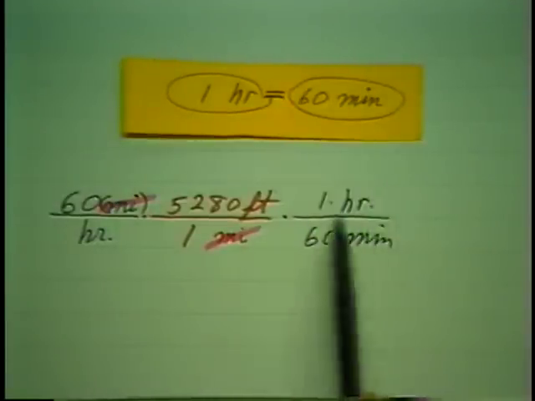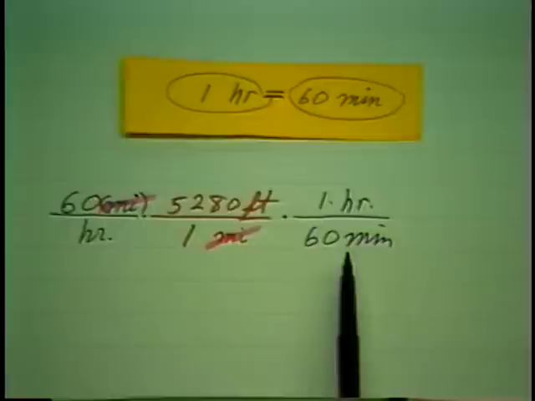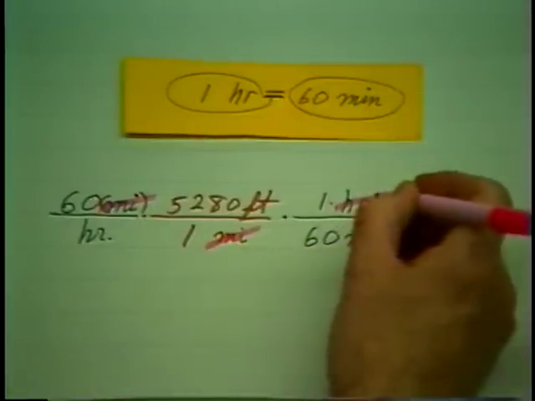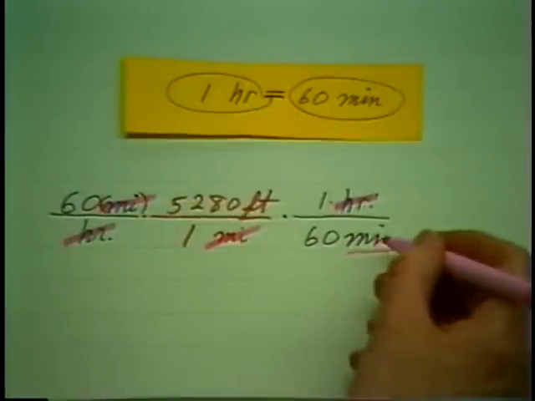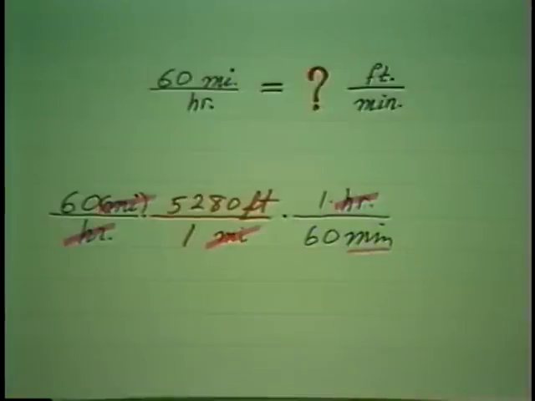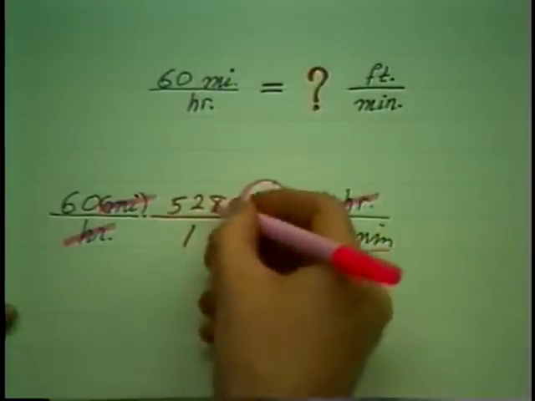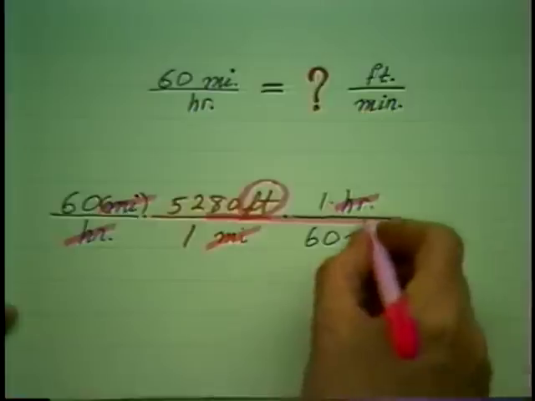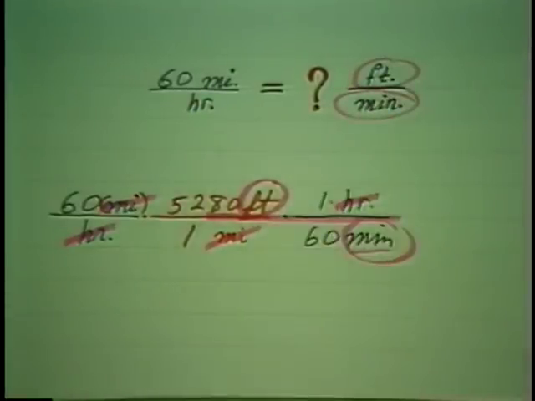Now, the top is equal to the bottom. If the top is not equal to the bottom, I'm on the wrong track. But now notice the hour on top cancels the hour on the bottom, and I'm left with minutes. So I have a unit of measure which is measured in feet per minute. Feet per minute, and that's exactly what I want.